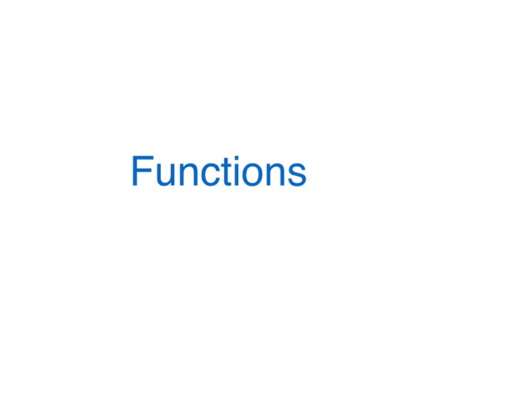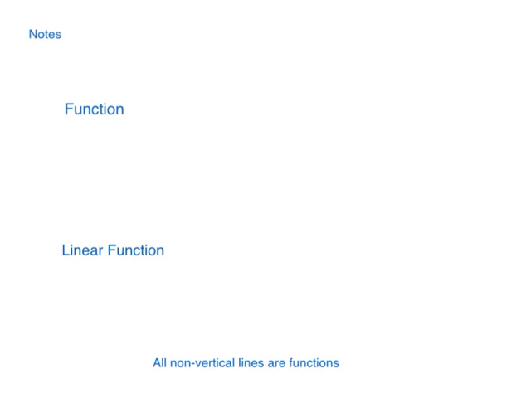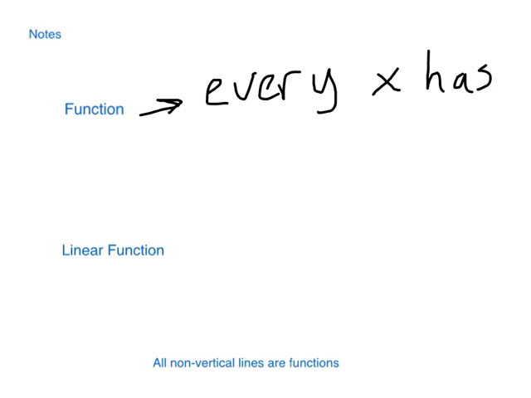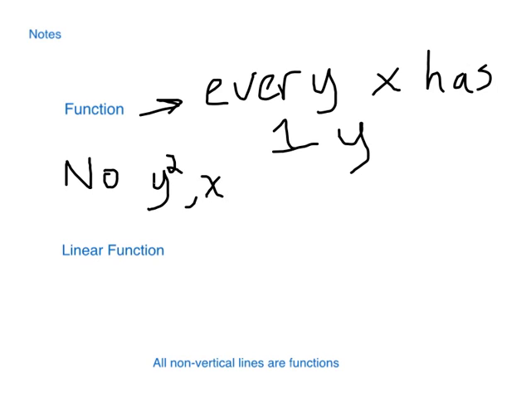Hi, grade. Today we're going to be reviewing functions and linear and nonlinear functions. Alright, so what is our rule for a function? Our rule for a function is that every x has one y. And then when we're talking about functions, we cannot have y squared, but x squared is fine.